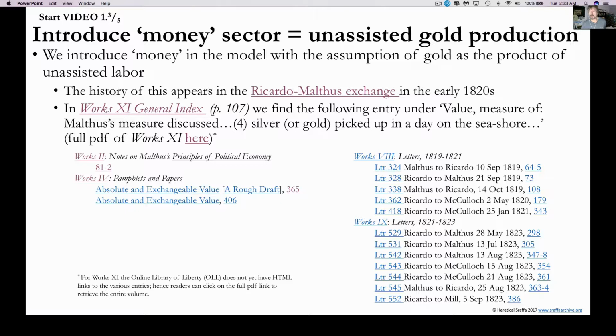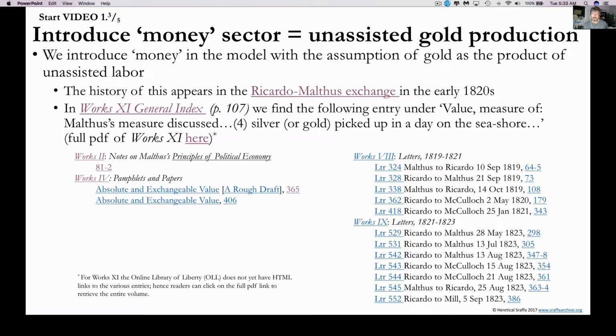in the previous lesson. In this part of the slideshow, what we want to do is continue with the assumption of unassisted labor, but add to it the idea of the gold sector. We want to introduce money. The way in which we introduce money in this model, and this is not the only way to introduce money, I want to be very clear about that, this is just one particular approach to the matter.